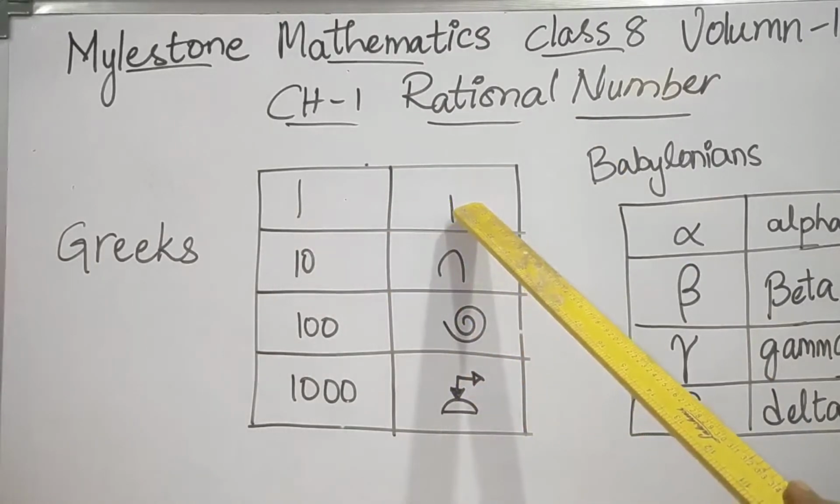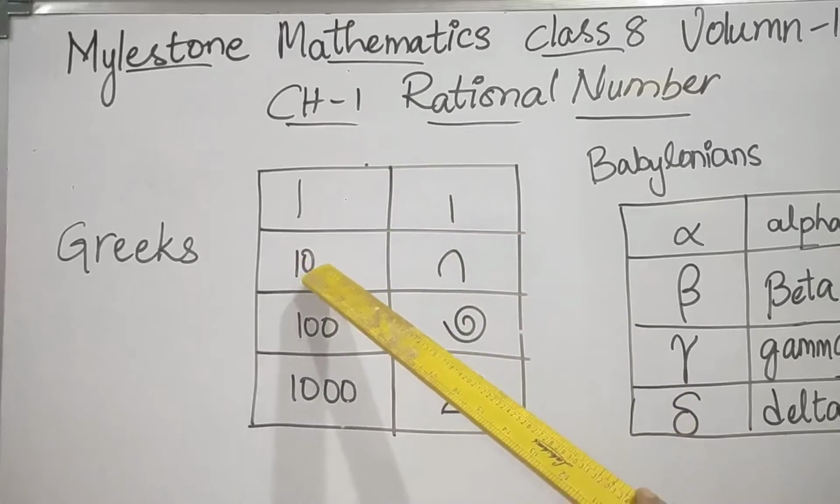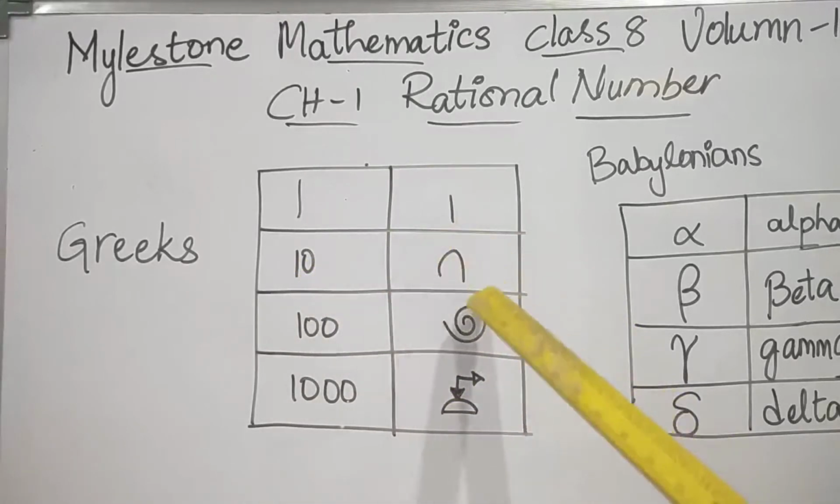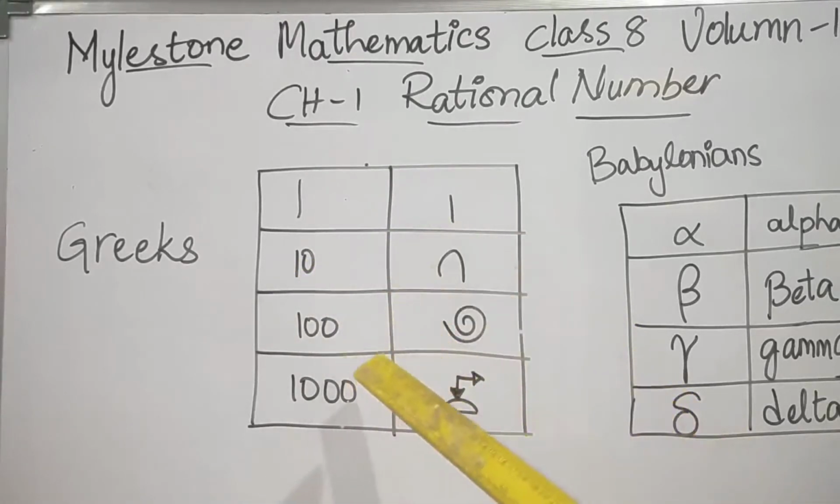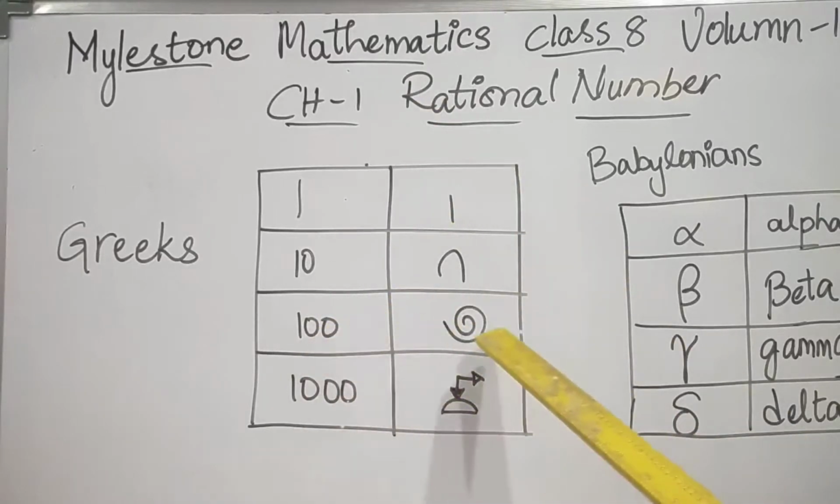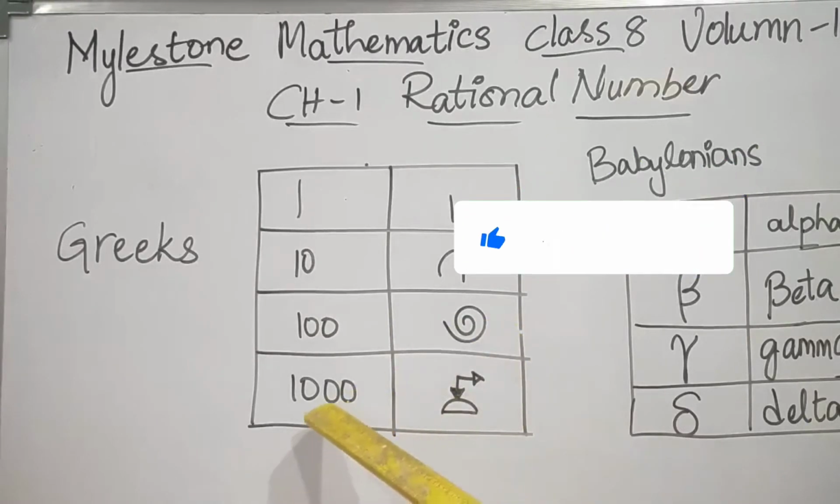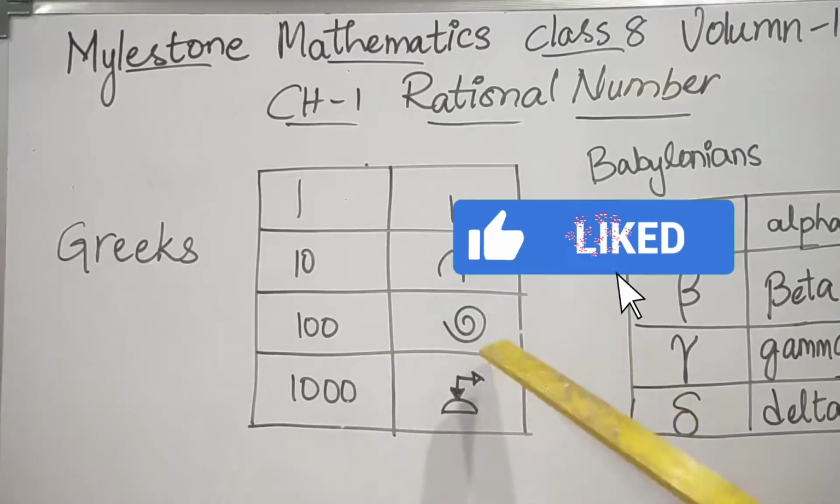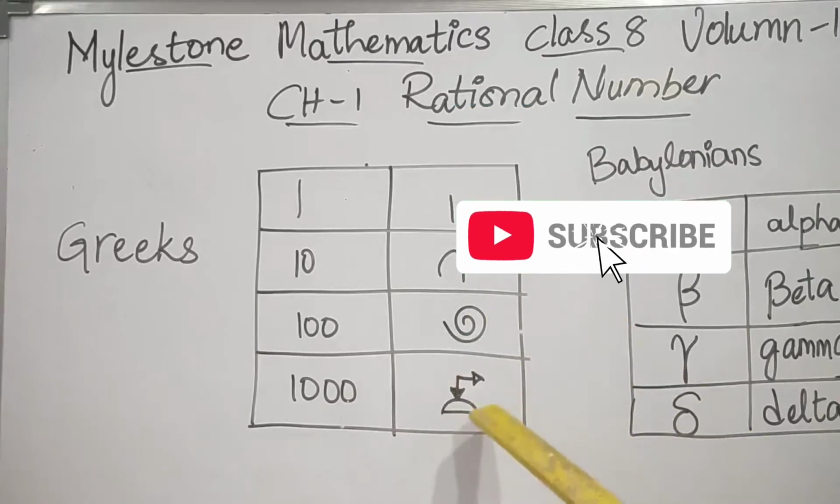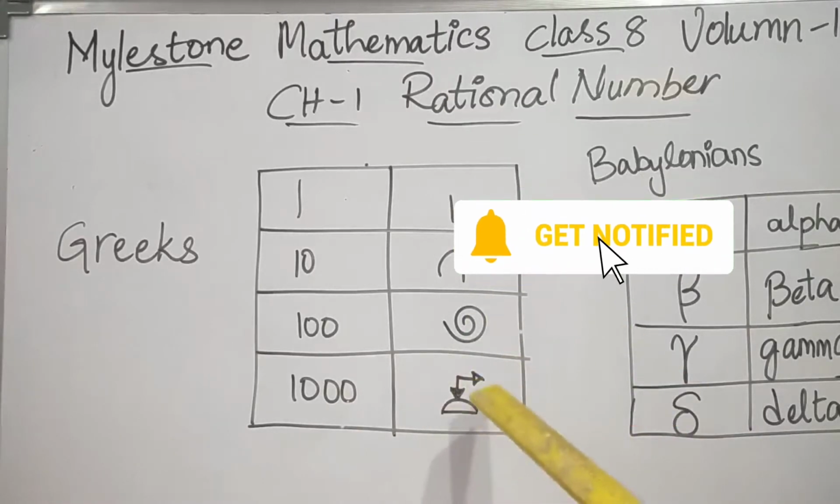Now the Egyptians used some symbols to represent various numbers. For 1 they used a symbol called a staff, and for 10 they used a symbol called a heel bone. For 100 they used a symbol called a coil of rope, and for 1000 they used a lotus flower. That is the symbol for 1000.